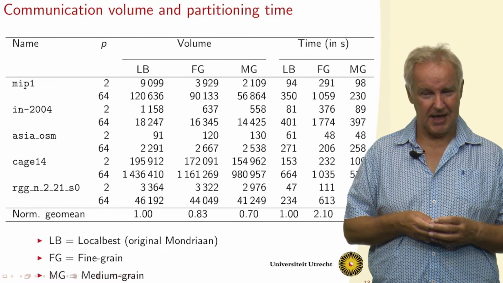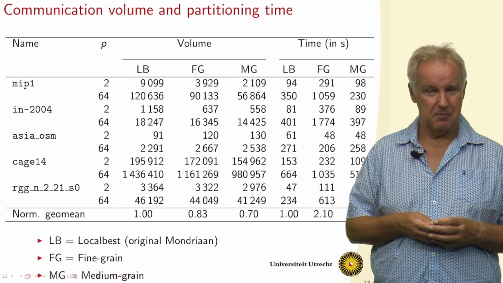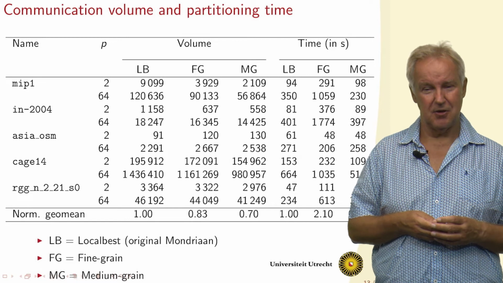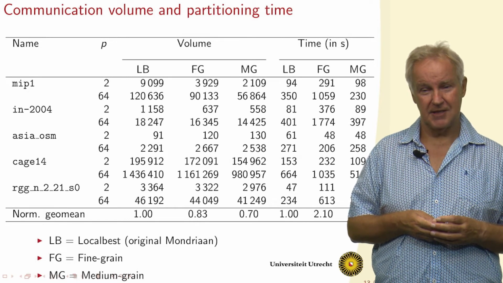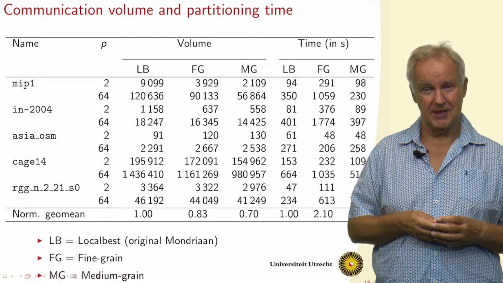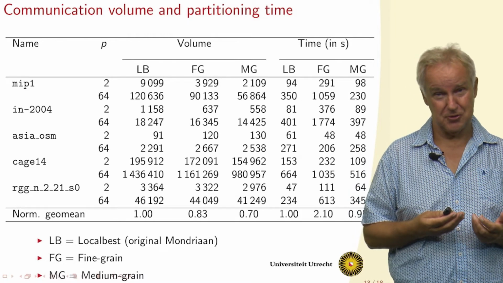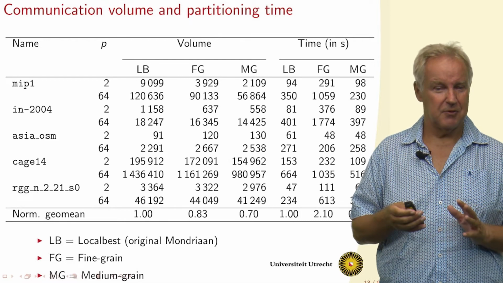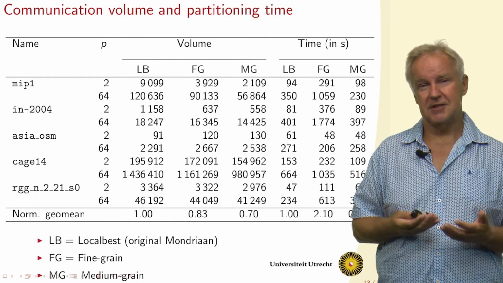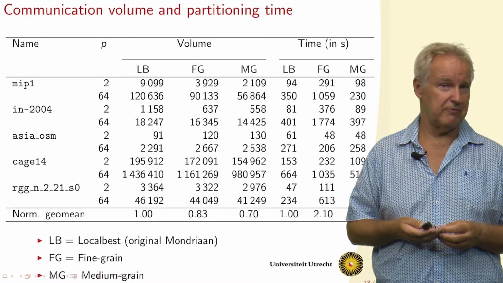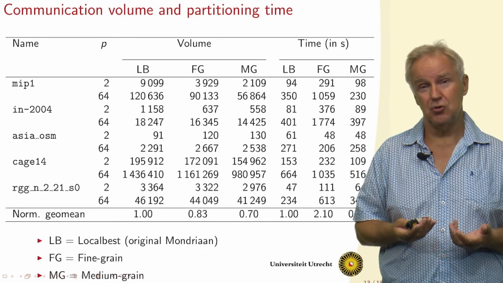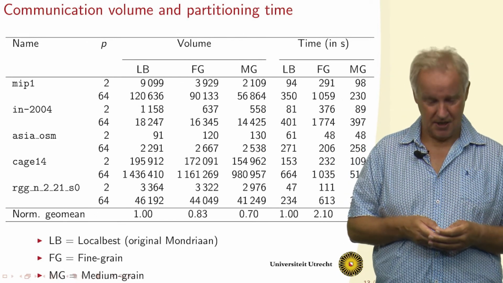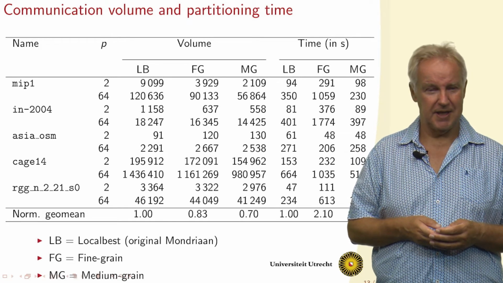And as concerns the time it takes, medium grain is almost as fast, a little bit faster than the local best, so that's good. And fine grain is really slower. It has to solve a hypergraph partitioning problem for a bigger hypergraph. So that's what we can learn from this. And this is then based on a limited number of experiments, partitioning into 2 or partitioning into 64 for 64 processors. But that's what we have here.